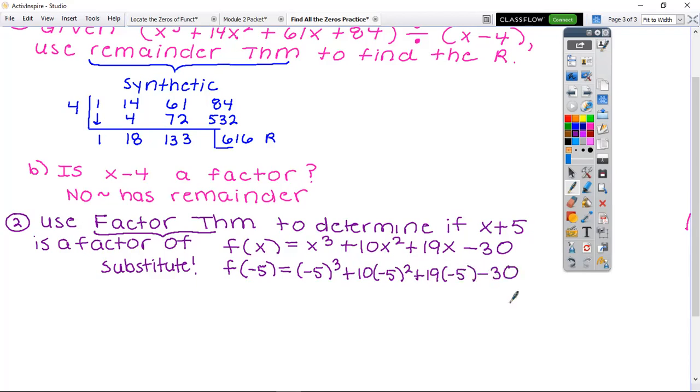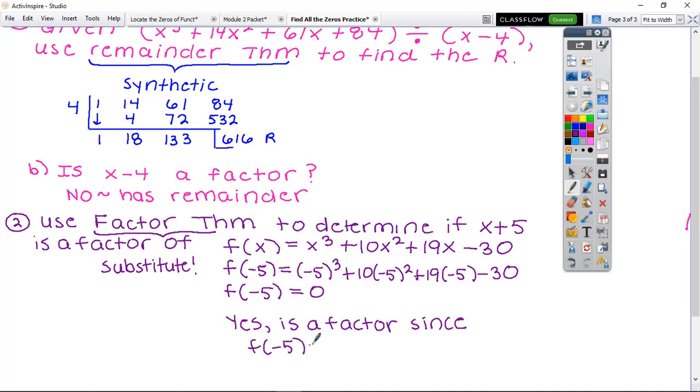Does anyone have that solution yet? It's 0. Okay, thank you. F of -5 is equal to 0. And I did give you a part B on this. Oh, it's already in there. So is this a factor? Yes. So in this instance, we're going to say yes, it is a factor. And then you can say since, I don't know, f of -5 equals 0. Something to that effect.